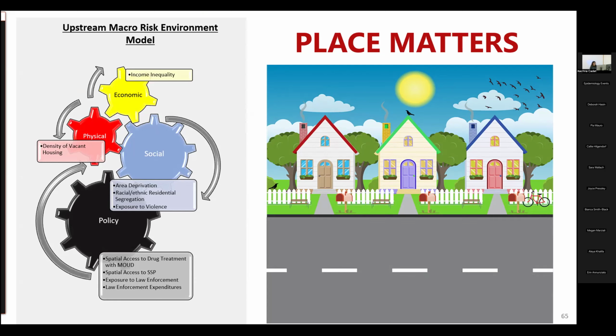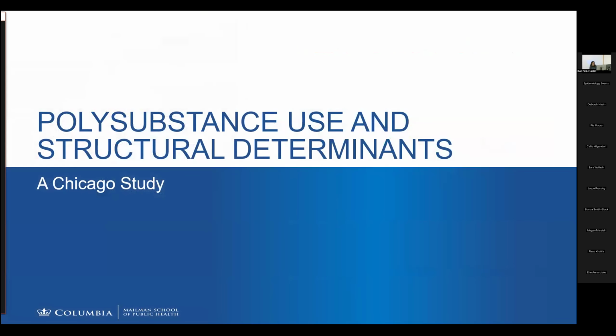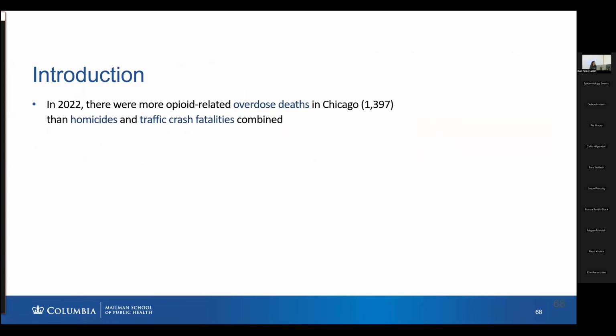So for the next study that I'm going to talk about, I really focus on understanding how residential segregation and income inequality were associated with different profiles of polysubstance use risk across Chicago. Which takes us to the last study that I'm going to focus on for today. So you're probably thinking, okay, that's random. Why Chicago?